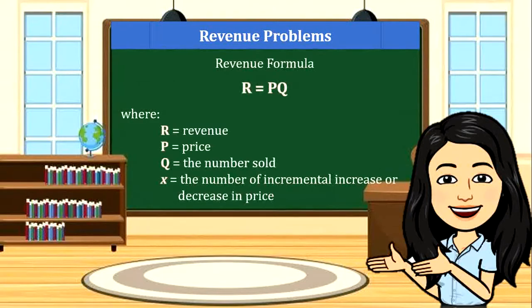Next, so, let us have the revenue problems. So, for the revenue formula, we have R equals PQ, wherein R is equal to the revenue, P is equal to price, Q is the number sold, and then X the number of incremental increase or decrease. So again, tandaan, ang revenue formula po natin ay R equals PQ. R, revenue, si P ay price, and then si Q ay yung number sold.